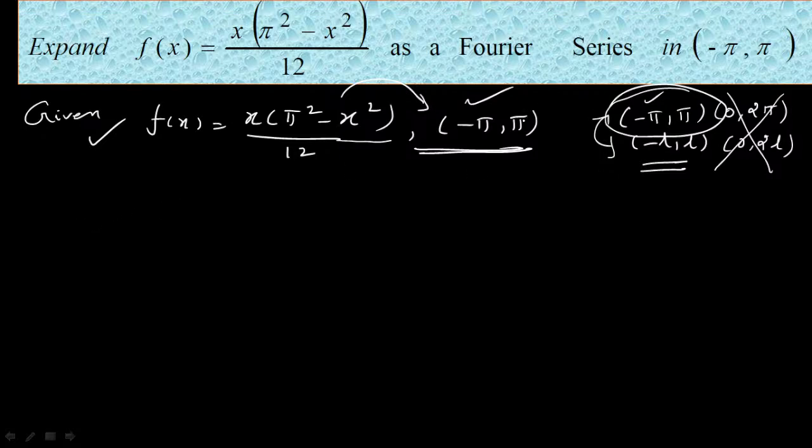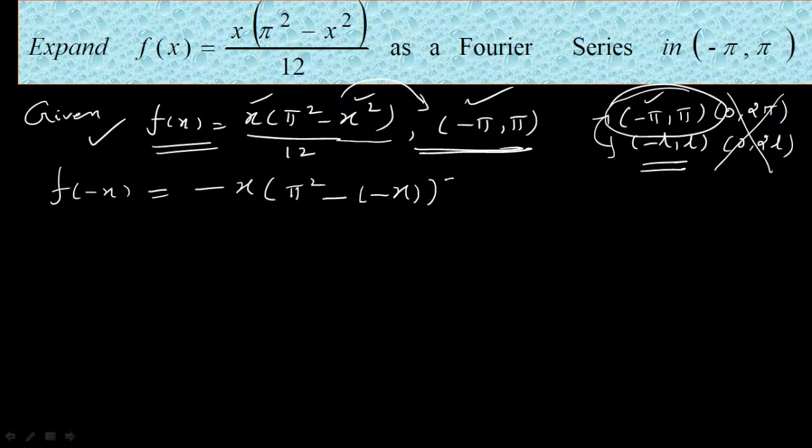So here the function is given in the open interval minus pi, pi. How are we going to find whether it is odd or even? As you know already, you have to replace x by minus x in the given function. If you replace x by minus x, what happens? This is your f of x, equal to x times pi square minus x square, divided by 12. Here we have x in these two places. Just replace x by minus x: minus x times pi square minus minus x the whole square, whole divided by 12.